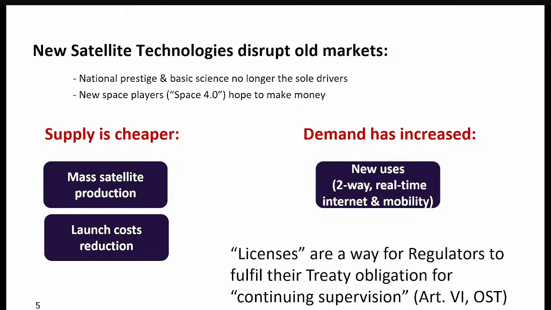A significant reason the LEO satellites have become so popular in the last, shall we say, 2 to 5 years is basic economics. The supply is cheaper and the demand has increased, right? So 50, 60 years ago, it was only a government and maybe the very largest companies in the world. Big drivers were the national prestige, doing some basic science, some very basic communications, right? Today's space players can create a satellite in a matter of hours.